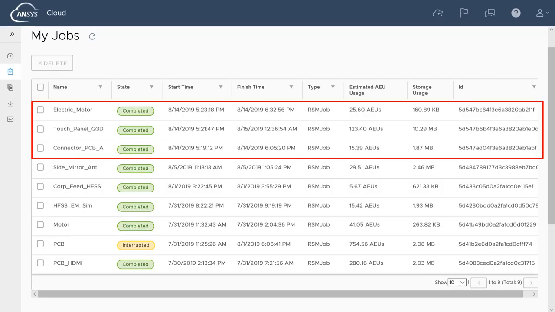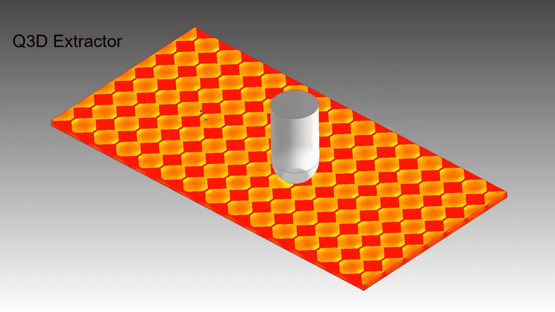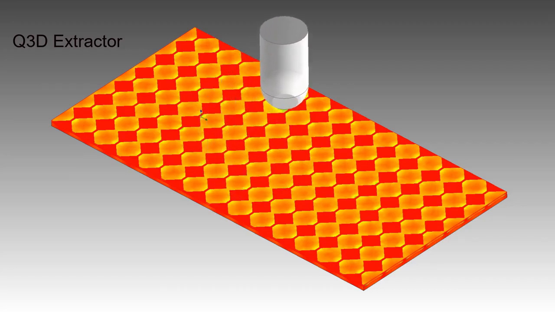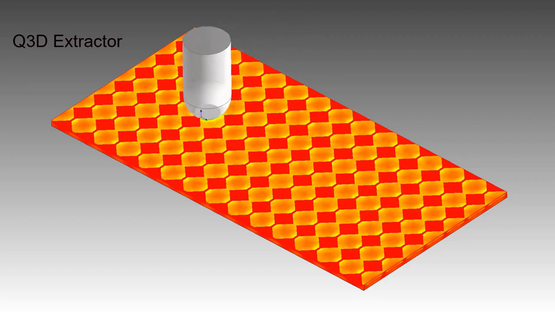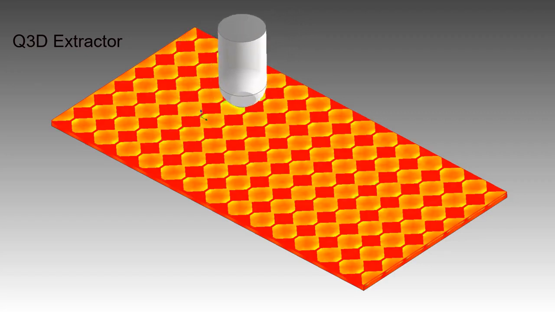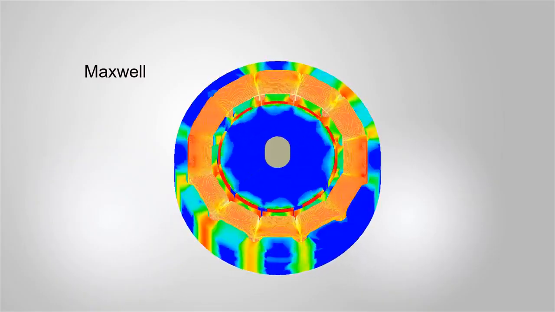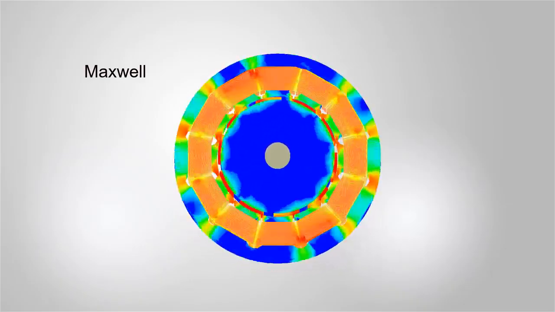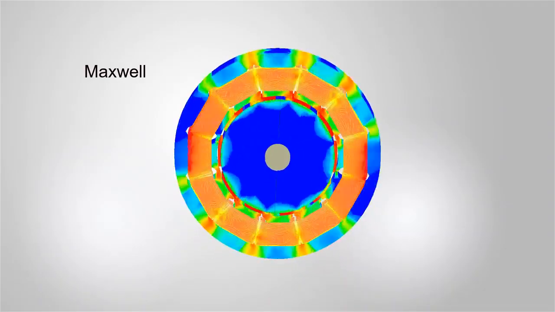The touch panel in Q3D Extractor and the electric motor design in Maxwell were also solved in the cloud. The results are shown here. You can see that the charge density changes as the tip of the finger slides on the touch screen. In this animation, the magnetic field intensity on the stator and the rotor changes as the motor begins to operate.